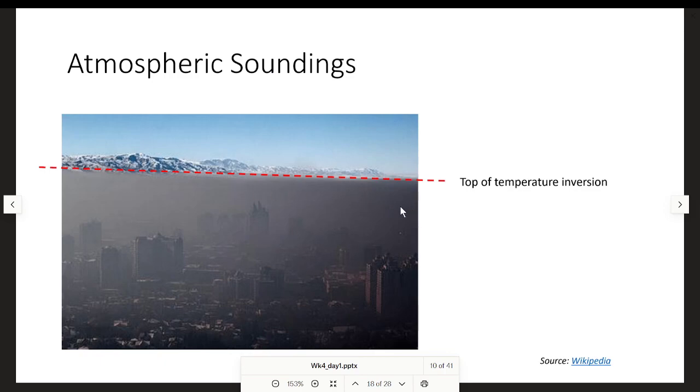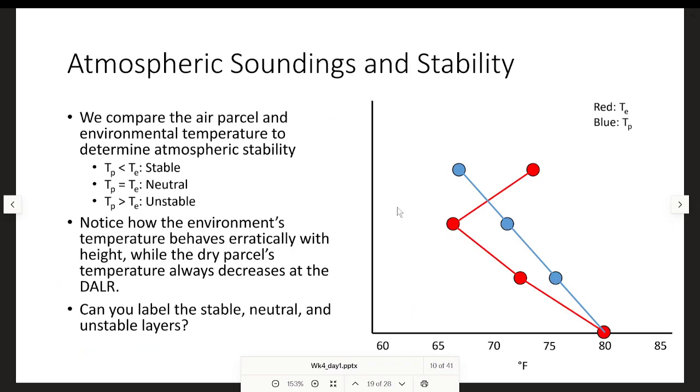That's so nasty. Okay. Let's talk about stability a little more. So, I hope, if you're colorblind, I'm really sorry, and this blue is the parcel temperature that is just following the dry adiabatic lapse rate until it reaches saturation, in which it will start looking more like a curve. But in this example here, it's just following the dry adiabatic lapse rate. And then the environment's just doing whatever it wants.